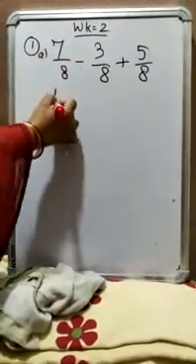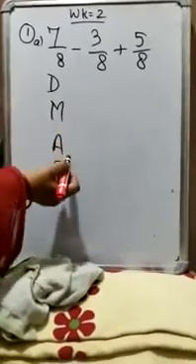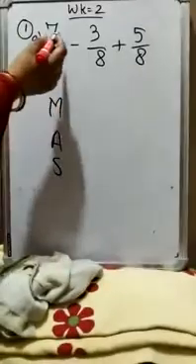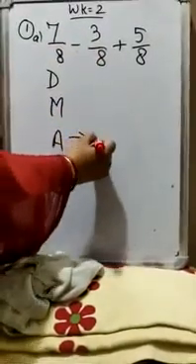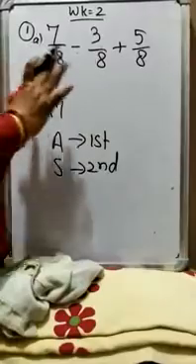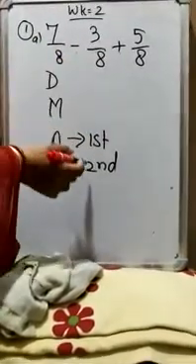According to the rule of DMAS, here we see there is no division sign and no multiplication sign. Addition. So we will do addition first and then secondly we will do the subtraction. Is it clear to you? Firstly we will do addition, then we will do subtraction.